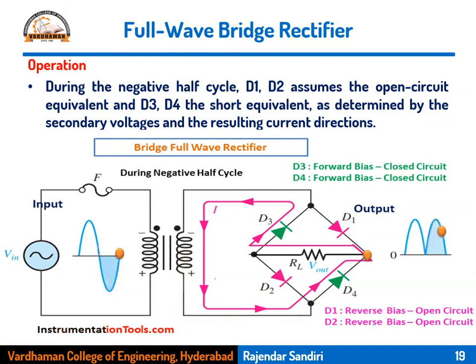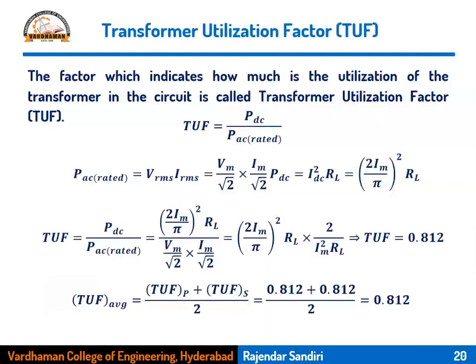We can take it only from 0 to pi value. For one cycle it is 0 to pi, and you can proceed. All the other remaining quantities, DC current, DC voltage, RMS current, RMS voltage, efficiency, ripple factor, regulation, are almost all the same. The only thing is that here two diodes are conducting at a time, but in the case of the center tapped full wave rectifier, at a time only one diode conducts.